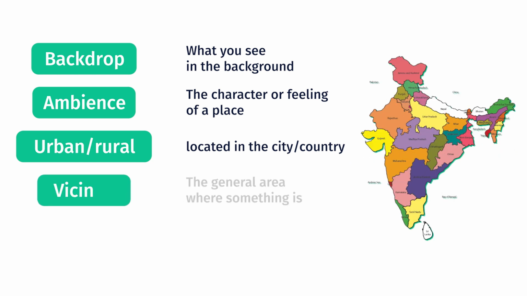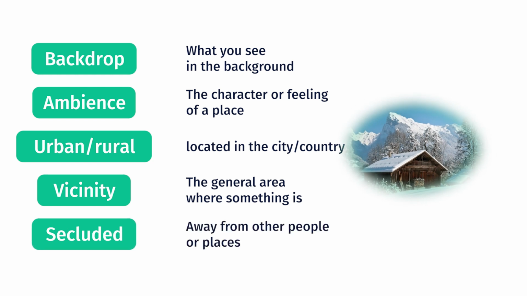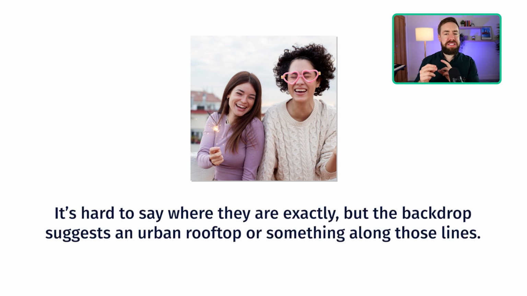Then 4 is vicinity. Vicinity. That means when you're close to something. We usually say some place is in the vicinity of, and then a bigger place. And then 5 is secluded. Secluded means you're away from other places. It's usually quite quiet if you're in a secluded place. So let's add some location details to the photo that we're building our answer about. We could say, it's hard to say exactly where they are, but the backdrop suggests an urban rooftop or something along those lines.